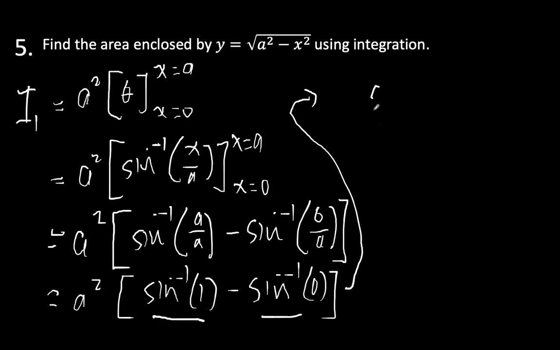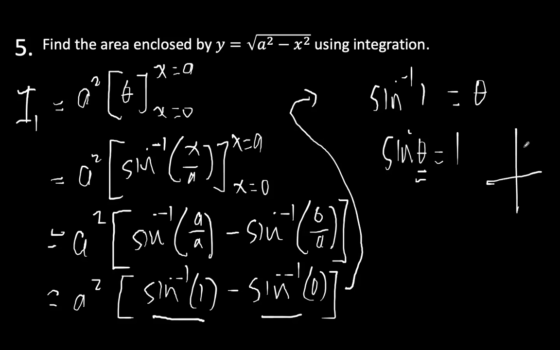Let's analyze. The inverse of sine 1 is equal to theta, which means that sine theta is equal to 1. So what is the angle measure such that when we take its sine, we get 1? In a unit circle, the point where sine is 1 is this one, at 0, 1, and that measure is pi over 2. So therefore, theta is equal to pi over 2, correct? This is the value of theta here.